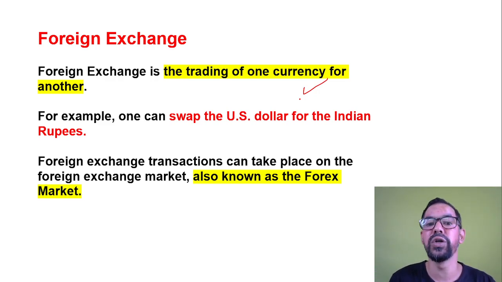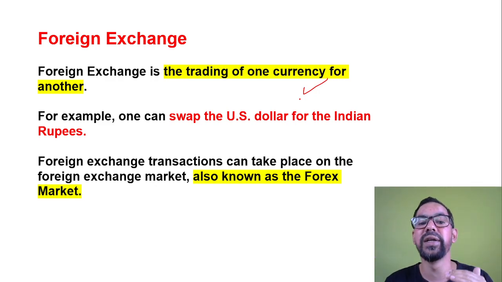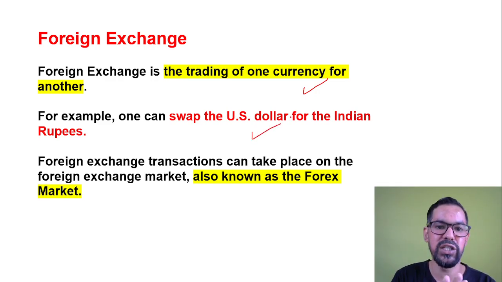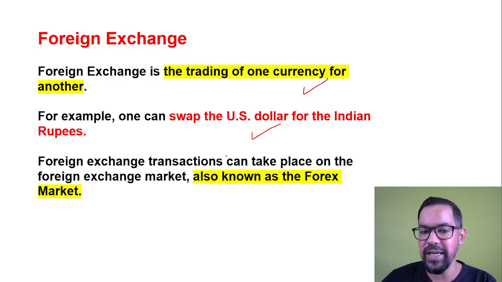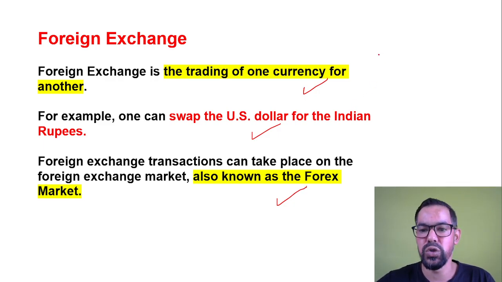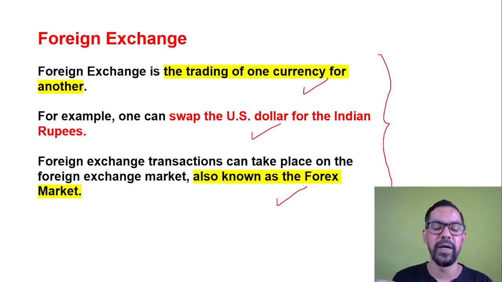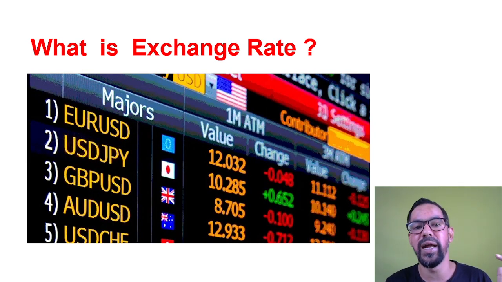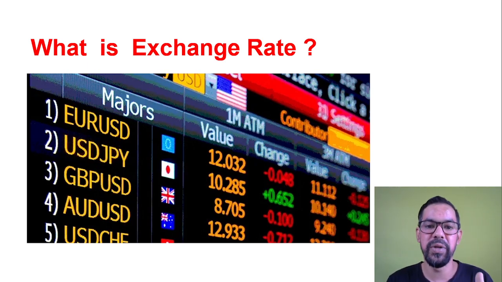If you have to convert your currency into some foreign currency, that transaction takes place in the foreign exchange market. One can swap US dollars for Indian rupees, and that transaction takes place in foreign exchange, also known as the Forex market. Where we exchange these currencies is known as the foreign exchange market. As I told you, in India it is governed by the RBI as per the RBI Act 1934, and we have FEMA as well, previously called FERA. We'll come to that point as well.